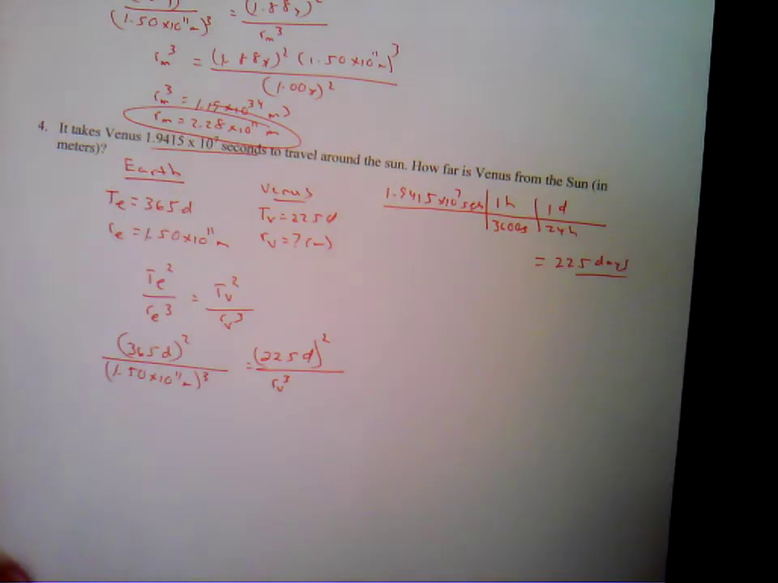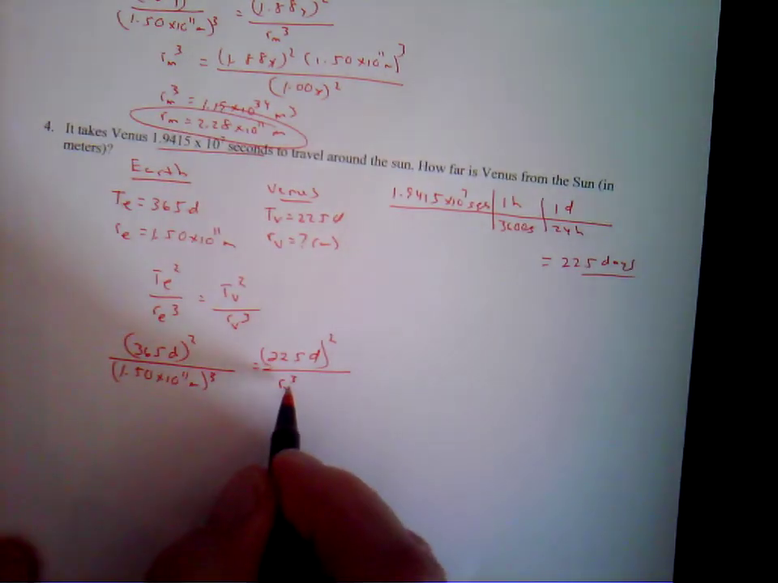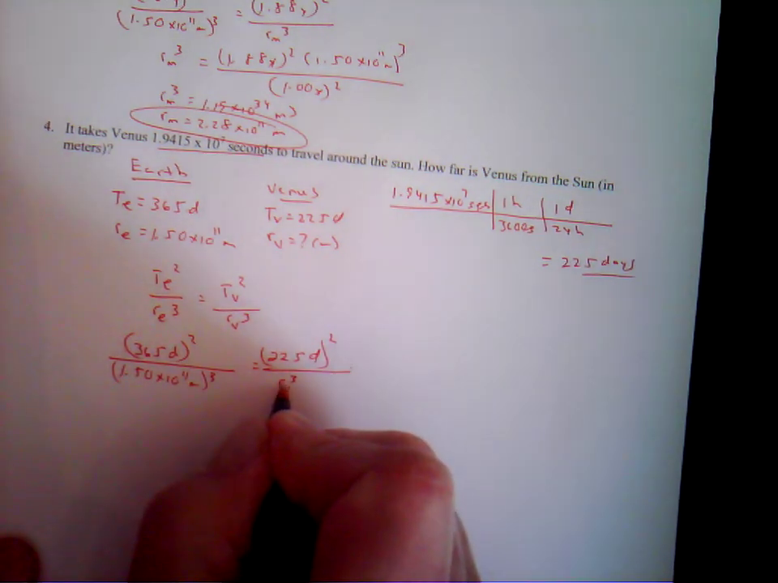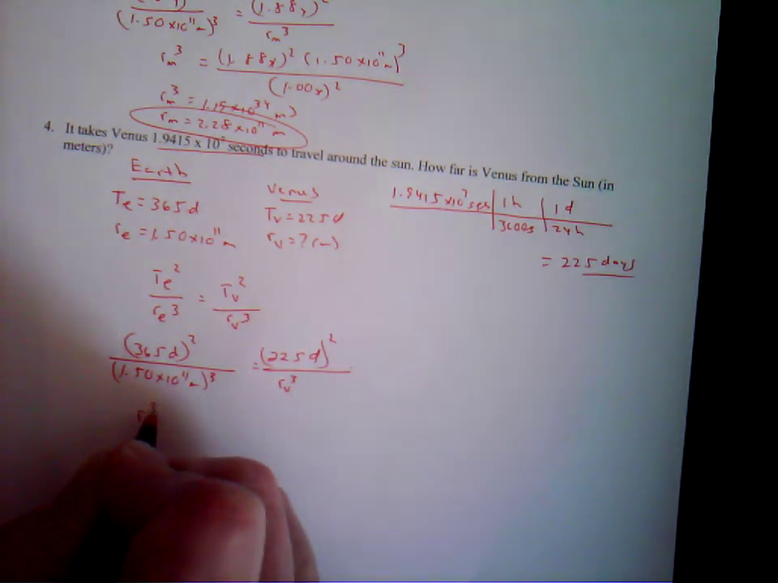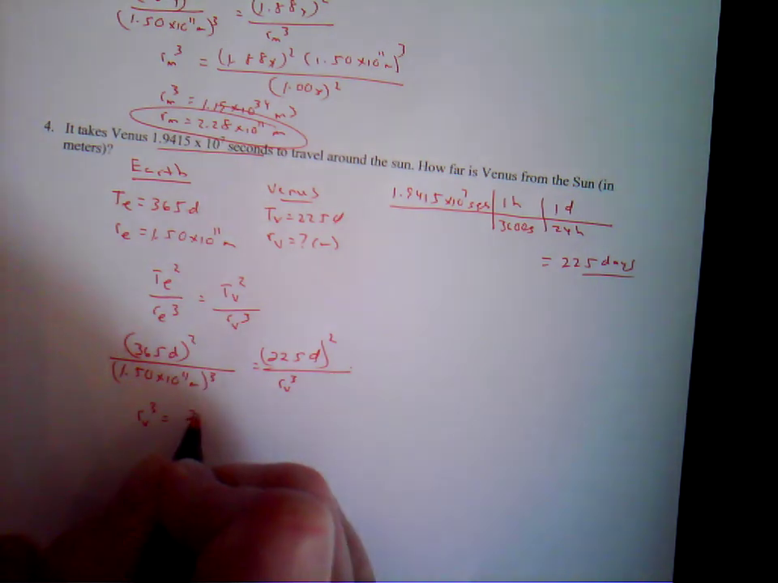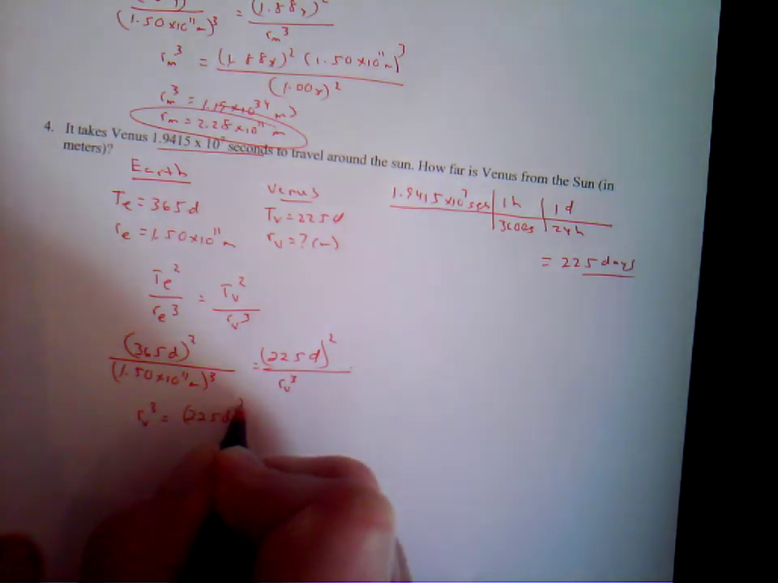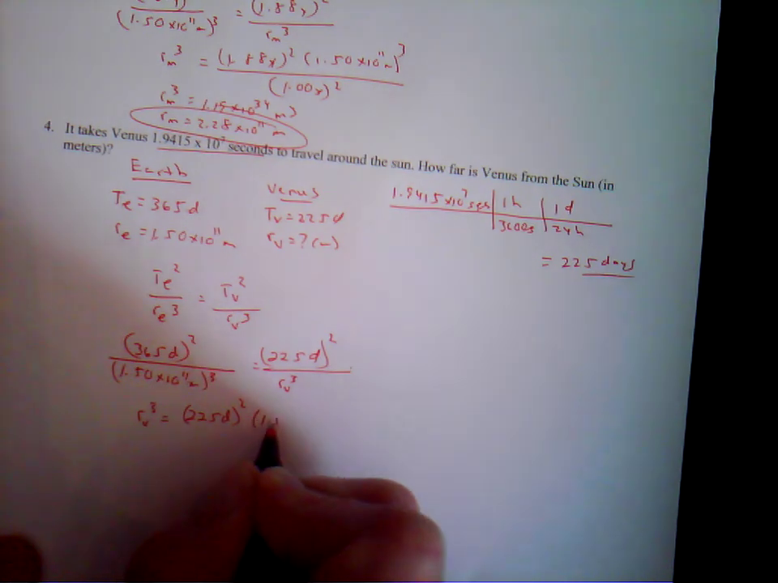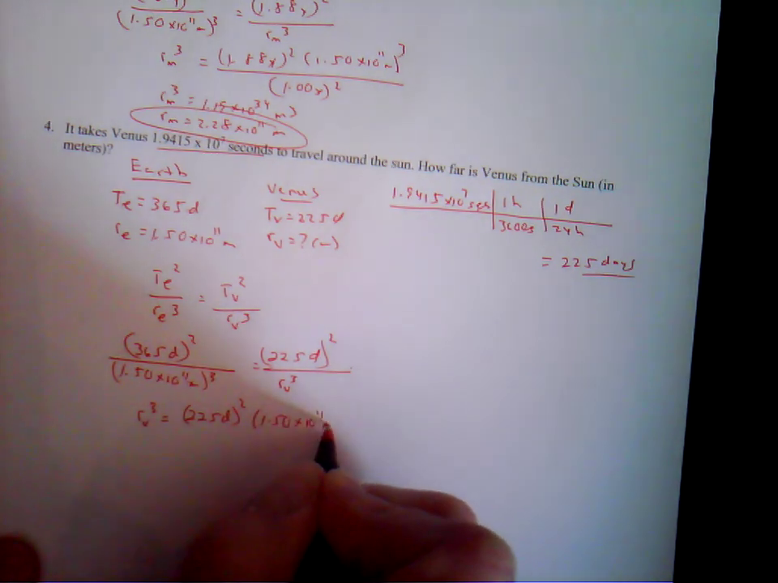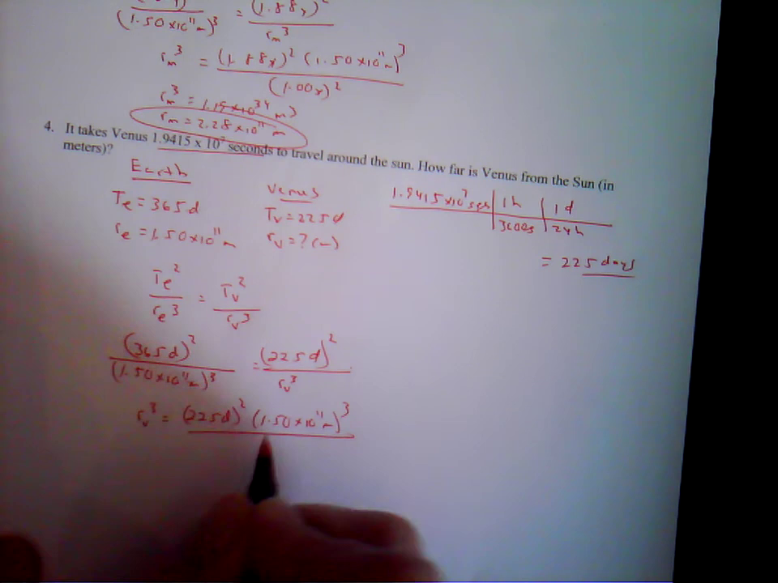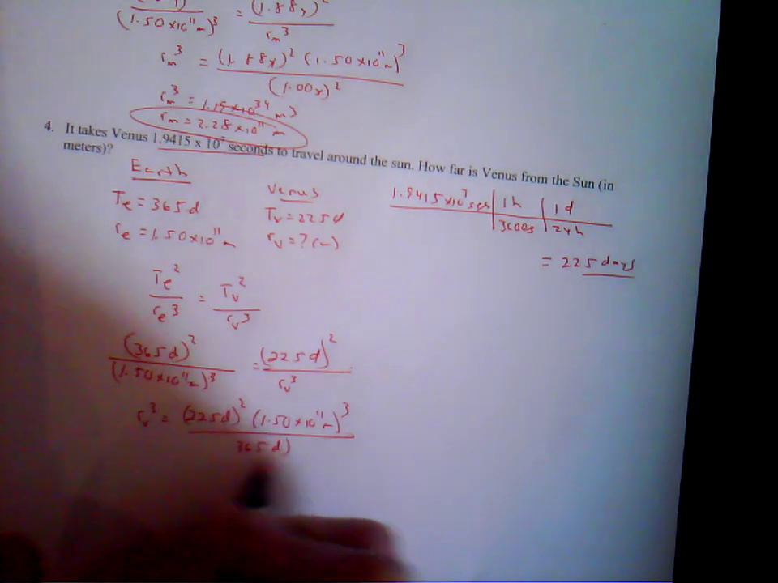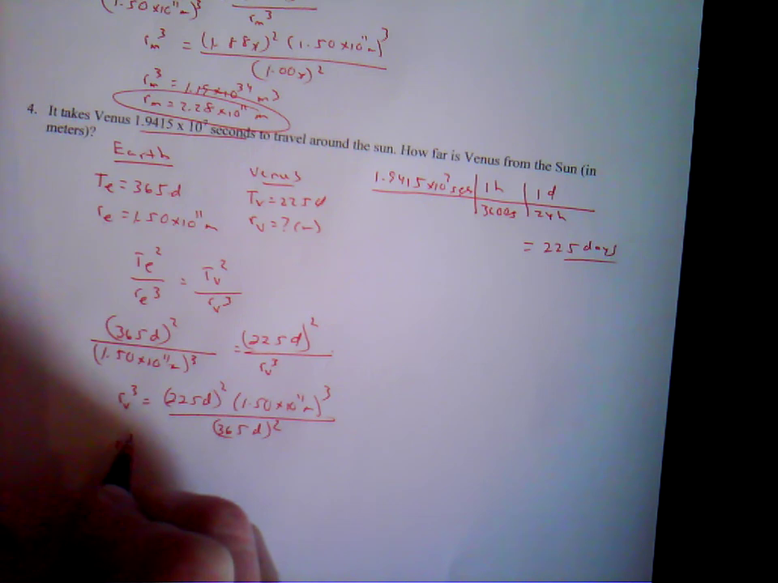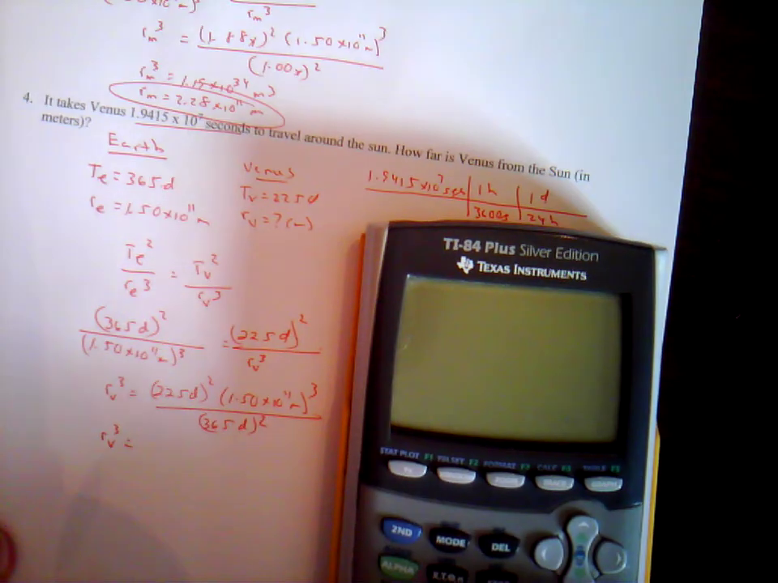Now let's rearrange this for the orbital radius of Venus cubed. Multiply both sides by R_V cubed, and that comes over here. The 225 days squared stays there. Multiply both sides by this, so 1.50 times 10 to the 11th meters cubed comes into the numerator. Divide both sides by 365 days squared. I'll go ahead and do this calculation on my calculator to see what we get.